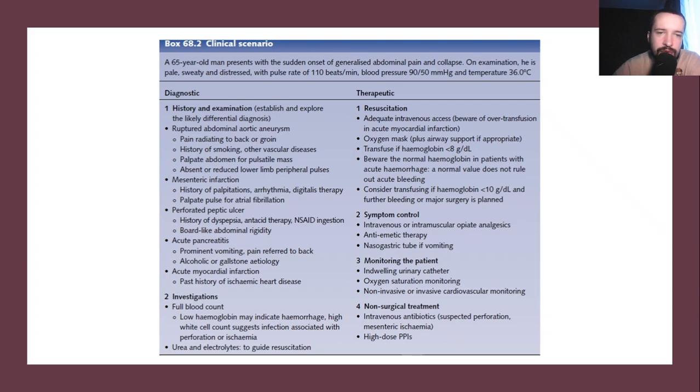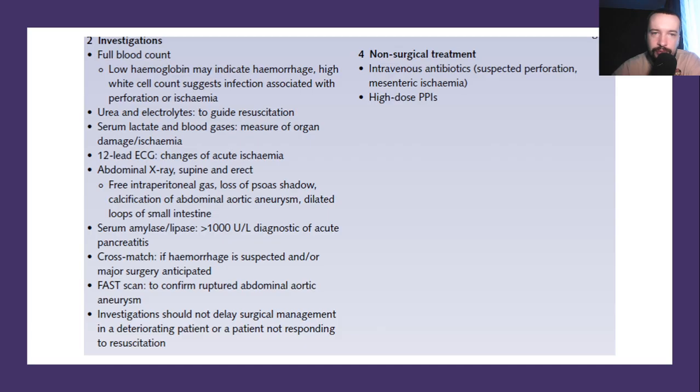Resuscitation: adequate intravenous access, oxygen mask, transfuse if hemoglobin less than 8. Beware the normal hemoglobin in patients with acute hemorrhage; a normal value does not rule out acute bleeding. Consider transfusion if hemoglobin less than 10. Symptom control, monitoring the patient, non-surgical treatment. And investigation: full blood count, urea and electrolytes to guide resuscitation.